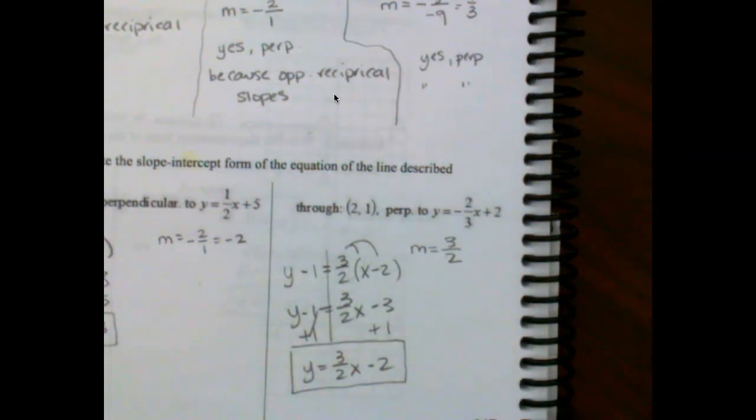Okay, so two things to keep in mind. Parallel is the same slope, perpendicular is opposite reciprocal. Okay?